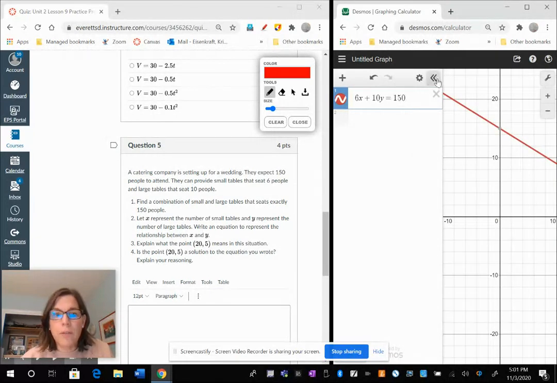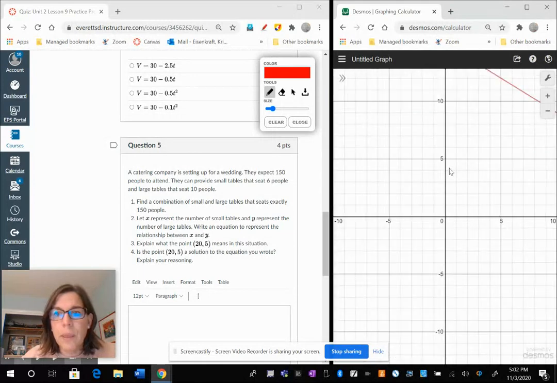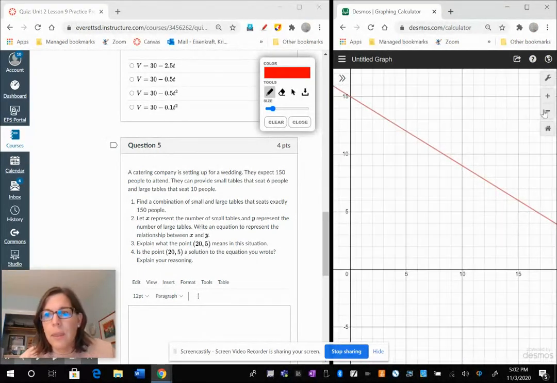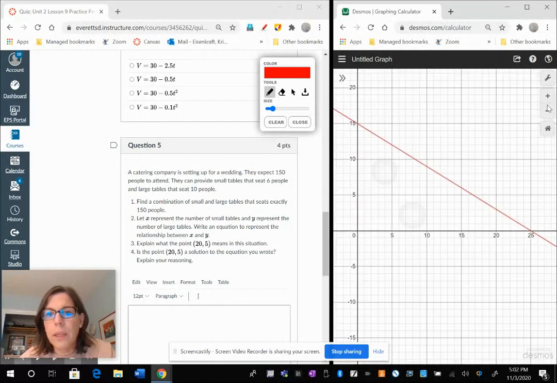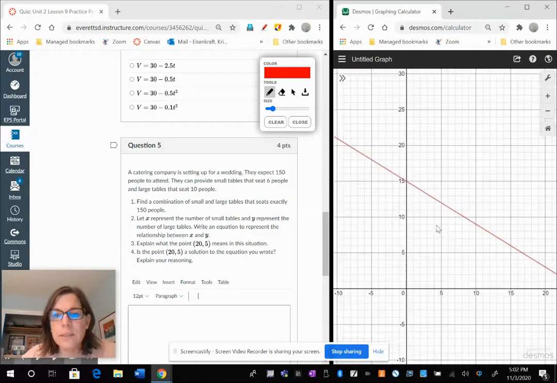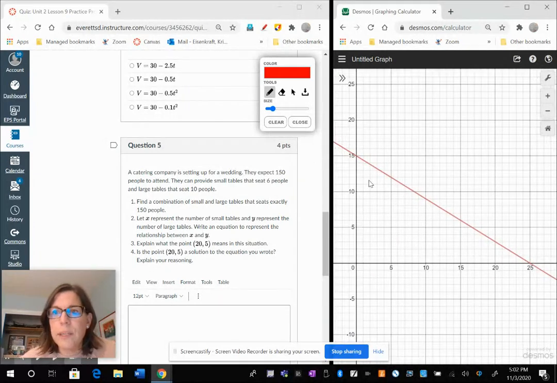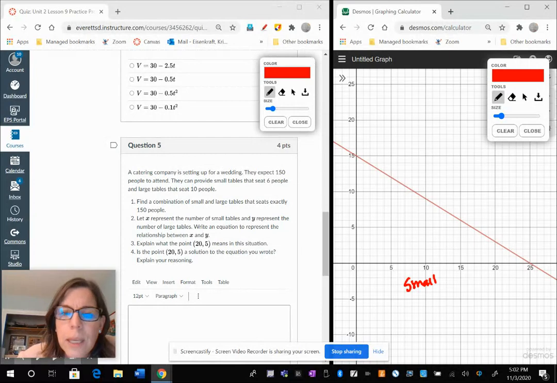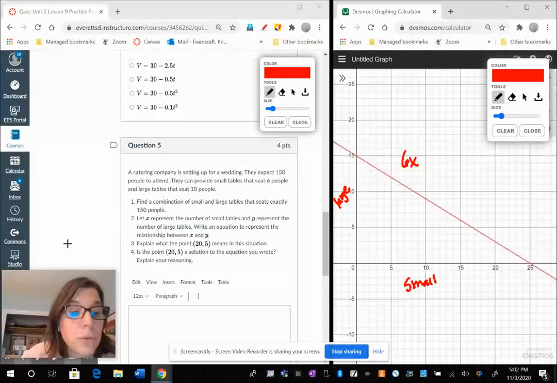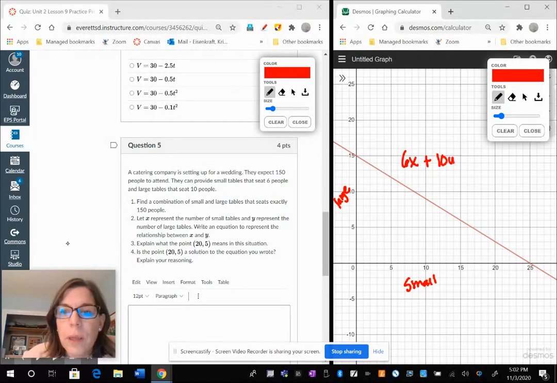This should look familiar, like from last week, these types of problems. Let me zoom out just a little bit, zoom in just a little bit. So the X, this is the small tables down here. Let me hit my little marker. This is small tables, and this is large. And we use the equation for number 2 in the problem: 6x plus 10y equals 150.